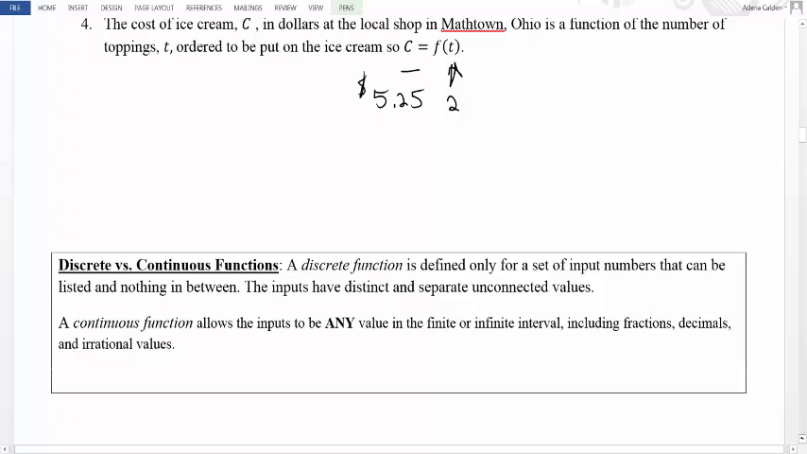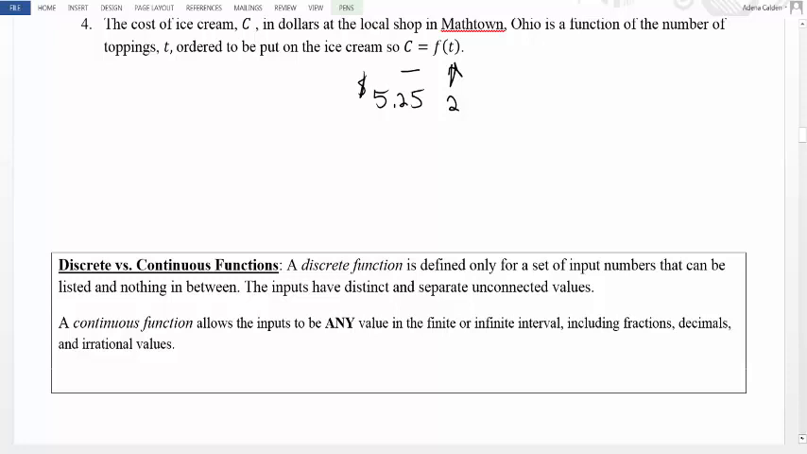Discrete versus continuous functions. A discrete function is defined only for a set of input numbers that can be listed and nothing in between. The inputs have distinct and separate unconnected values, which means we may know the input should be 0, 2, and 4, and we may know the corresponding outputs, but we can't connect what's happening between 0 and 2 if we don't have that distinct information.